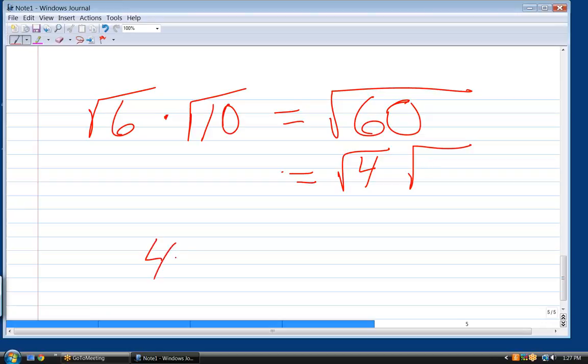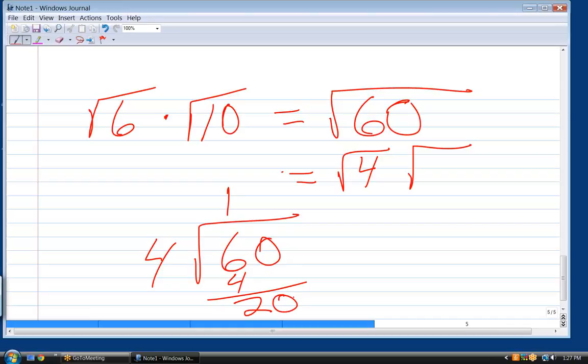Do it by long division, like I just showed you. Divide 4 into 60. What's this first number? 1. Multiply 1 times 4. What goes here? 2. Bring down the 0. 20. What's 4 into 20? 5. So 15. 15 is the answer.